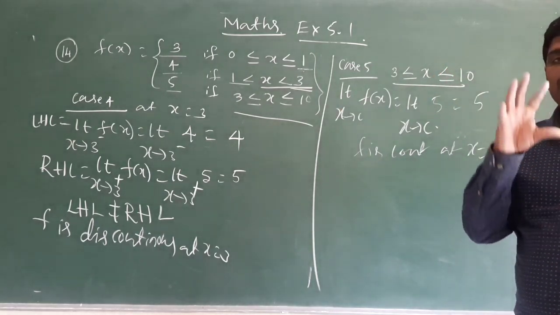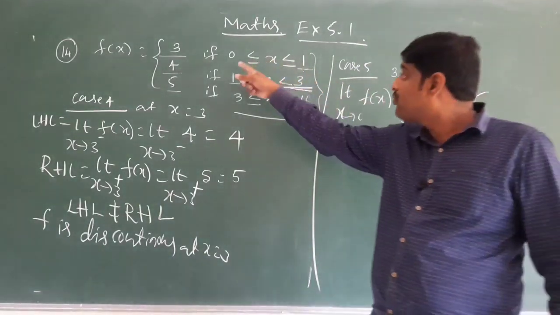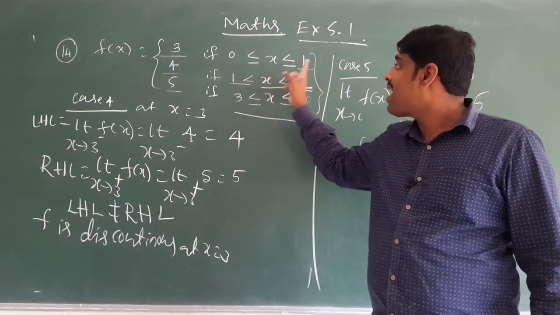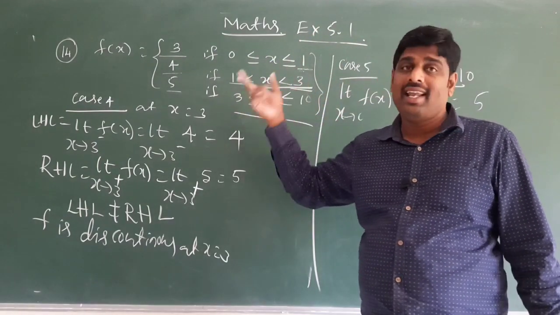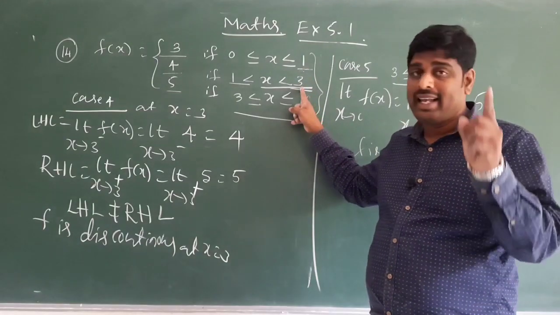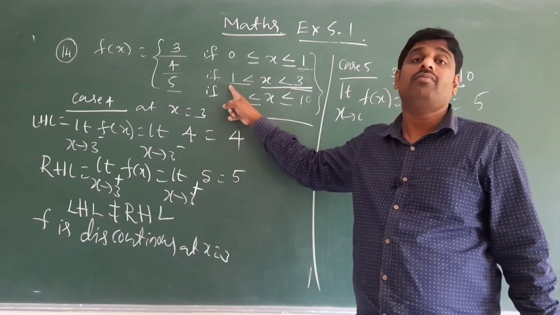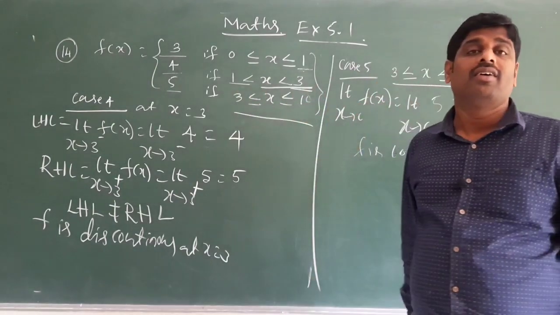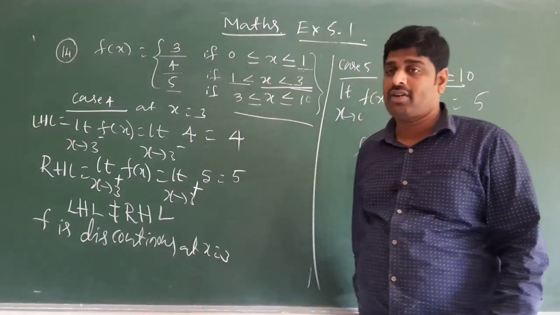First, keep in mind you have to check whether the function is continuous or discontinuous in the full interval. Second, you check the value having LHL and RHL. For 3 also you check LHL and RHL. Fourth, you have to check whether the function is continuous or discontinuous in this full interval, and finally in this full interval. We will move on.